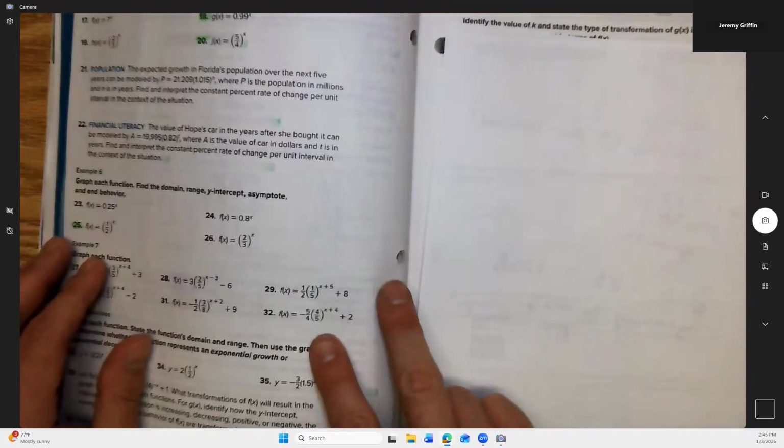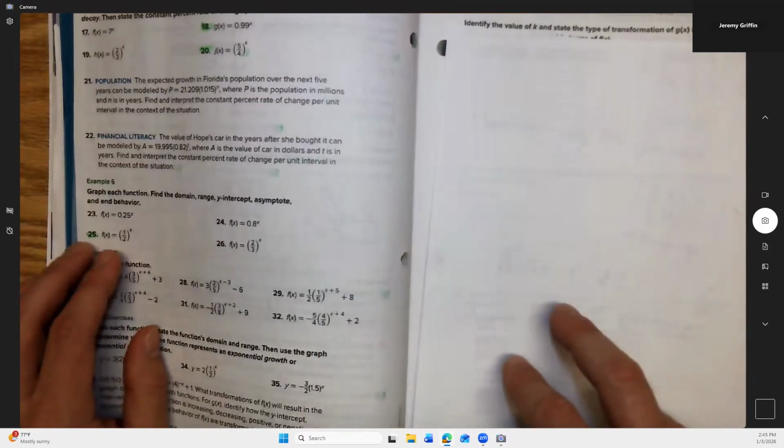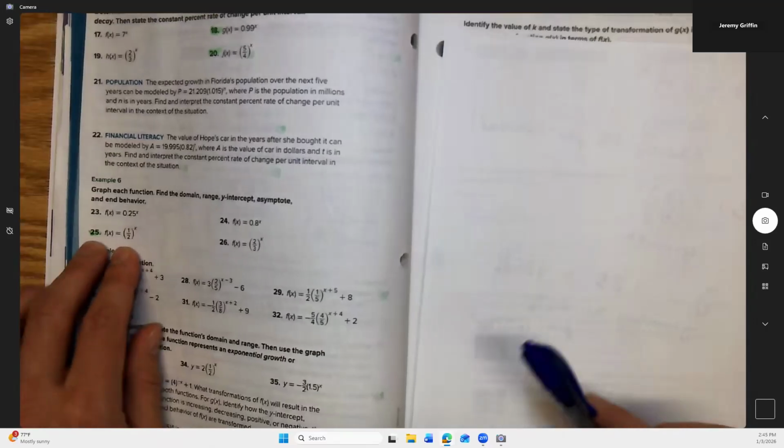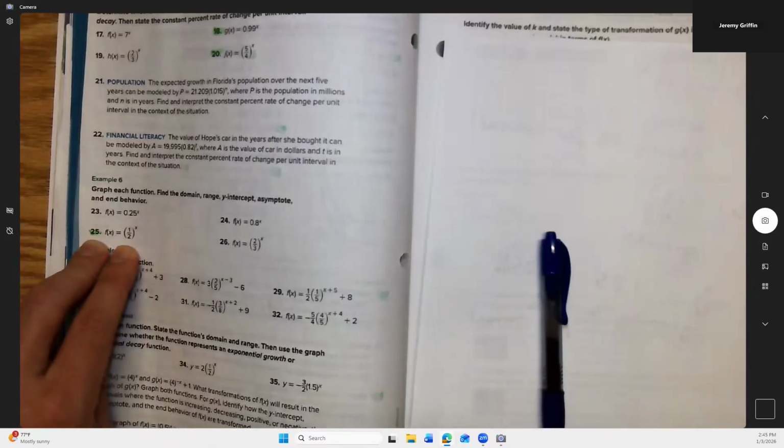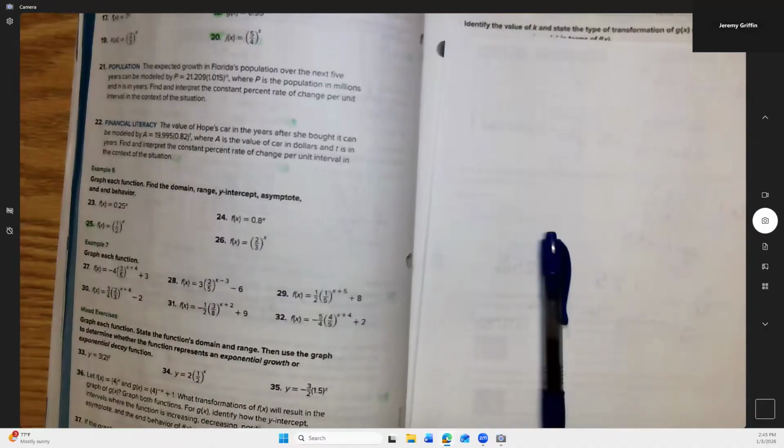25, graph each function and describe everything. Here, I'll just plug this into Desmos. So f of x is 1/2 to the power of x. We get a brand new Desmos up there.